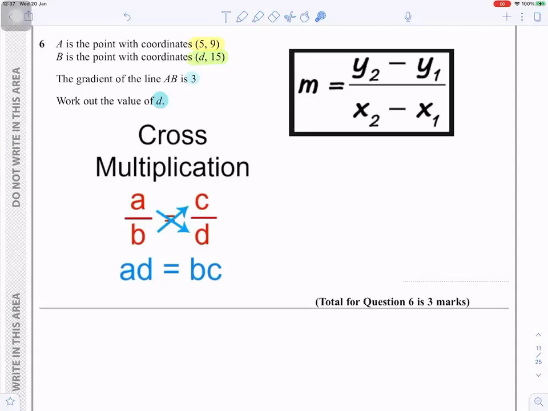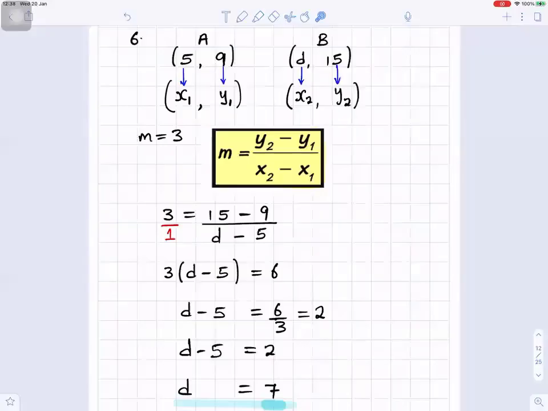We've got two formulae that we're going to use here. The first one is this one for the gradient of a line. M stands for the gradient. Y2, X2, Y1, X1 are the coordinates. And we're going to use cross multiplication, where A over B is equal to C over D. That means A times D is equal to B times C. So to do this question, A is 5, 9, B is D, 15.